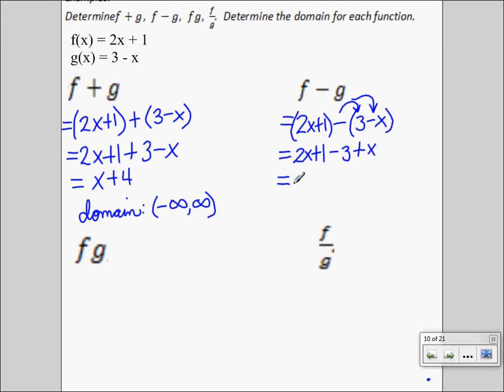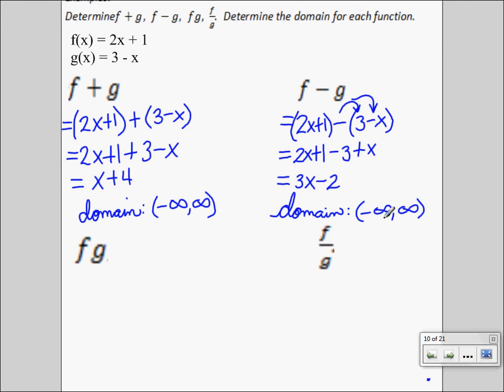Now to bring terms that are similar together, we have 2x plus x gives us 3x. 1 minus 3 will give you minus 2. So we have simplified, so now we need to do the domain. The domain of this problem will again be negative infinity, positive infinity, with a comma separating the two and beginning and ending with parentheses to show that the infinities are not included.